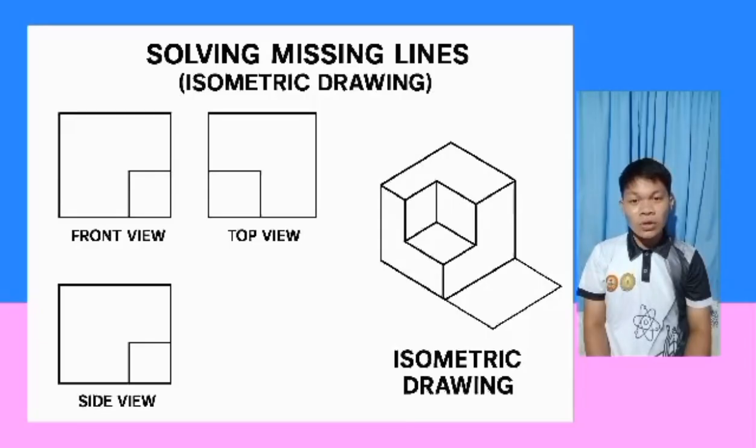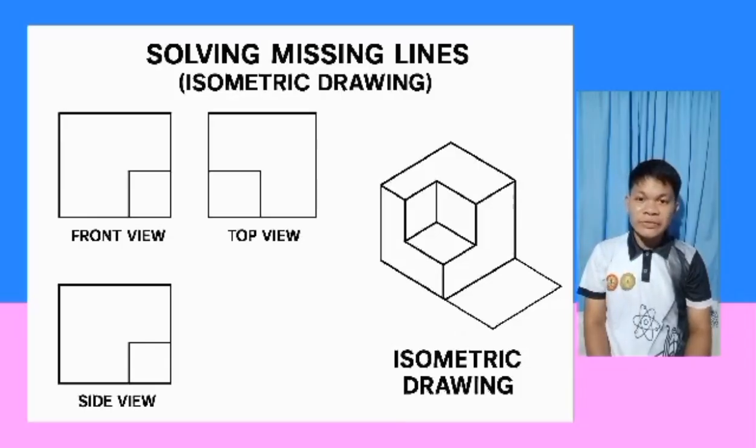After understanding all the views, we draw the complete object in isometric form. The isometric drawing helps us see the object clearly in 3D from one angle. So, to conclude, using the front, top, and side views helps us understand every part of the object, even the lines that are hidden.